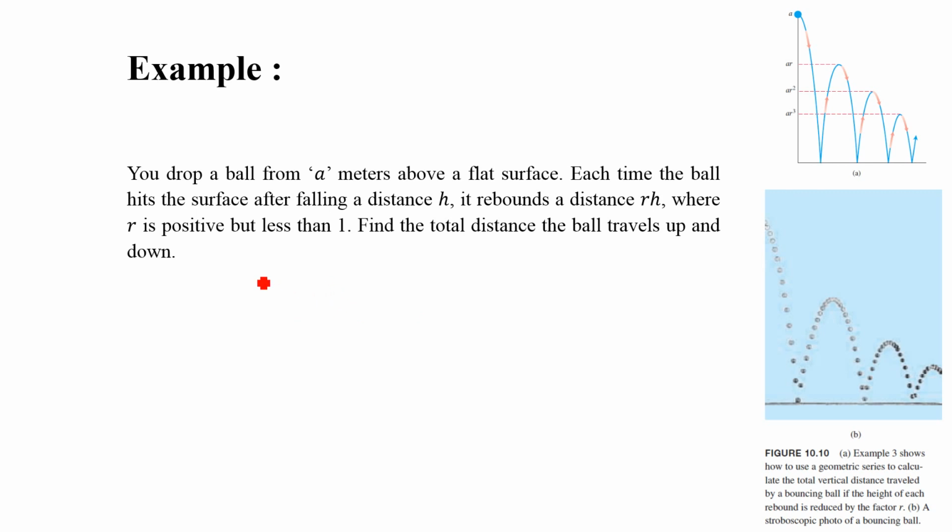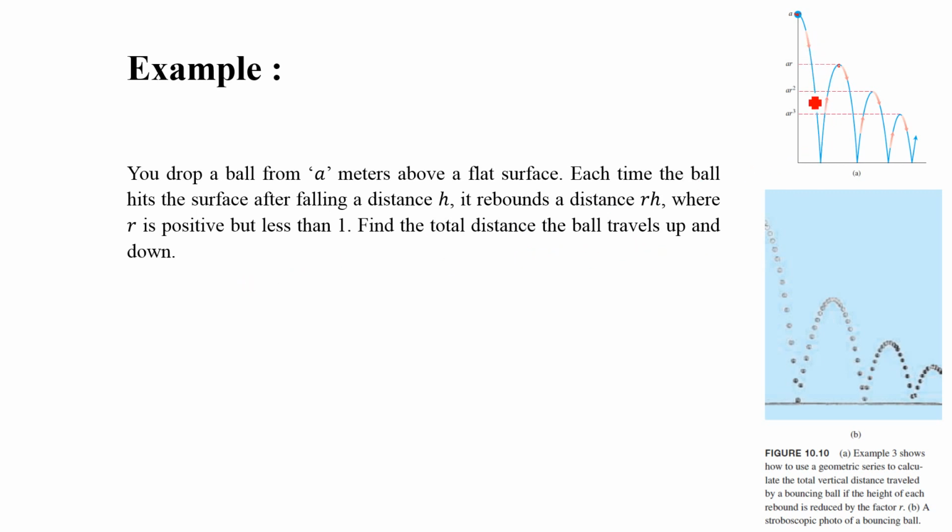Now there is an example. You drop a ball from a meters, that is, this distance is a meters. We are going to drop the ball above a flat surface. This surface is flat. Each time the ball hits the surface after falling a distance h, it rebounds a distance rh. So if the first time it falls a distance a, then it will rebound a distance r multiplied by a, that is this much, where r is positive but less than 1. Find the total distance the ball travels up and down.